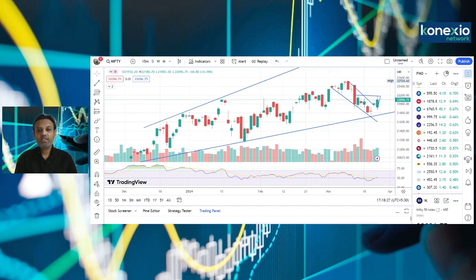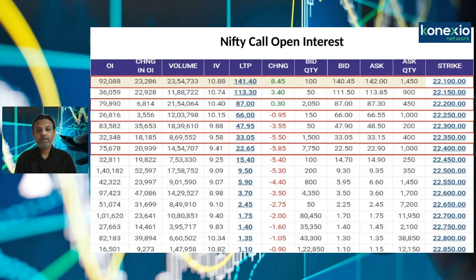So now friends, let us discuss the derivative data of Nifty calls. In Nifty calls, you will see on the screen the action was seen in 22,100 calls, 22,200 calls, 22,300 and 22,400 calls. Here you can see the option premium is slightly flat to positive. I will take it as neutral. Nothing great about the option premium. Implied volatility is low. It is between 9.41 and 10.88.